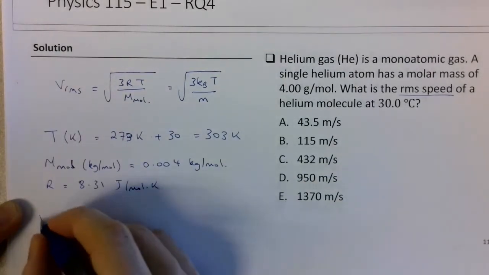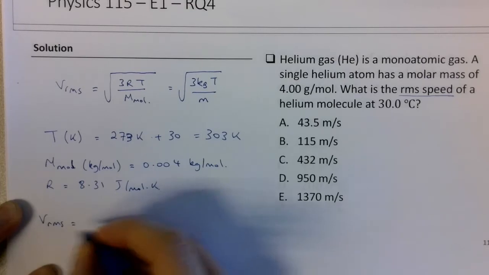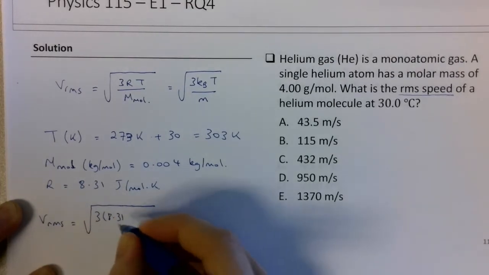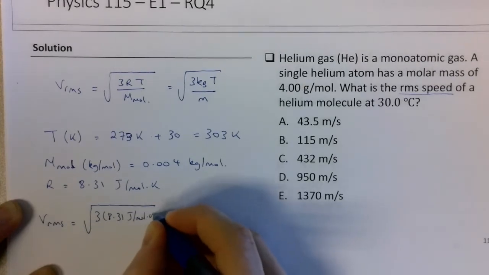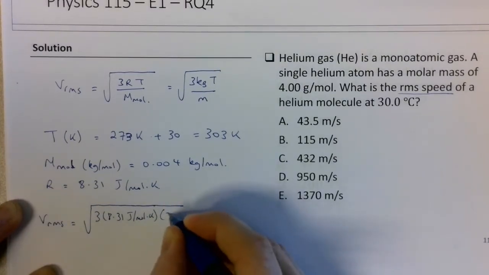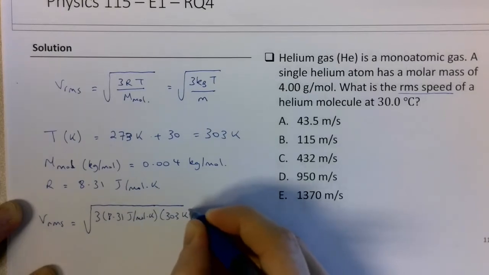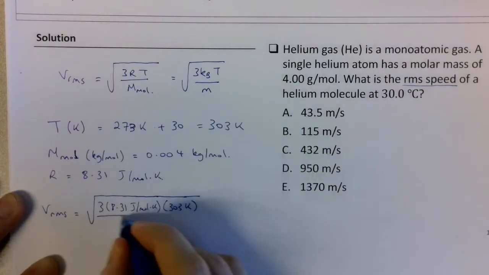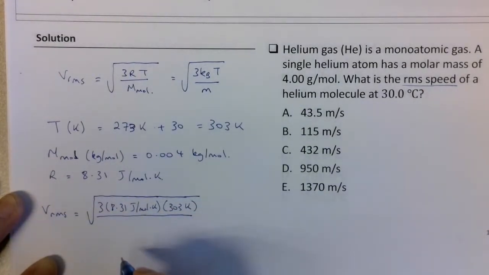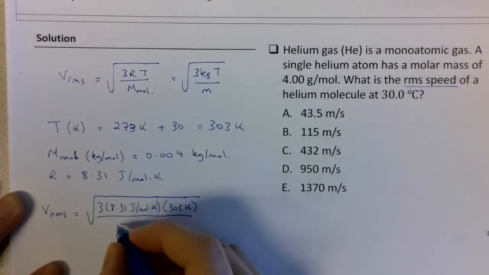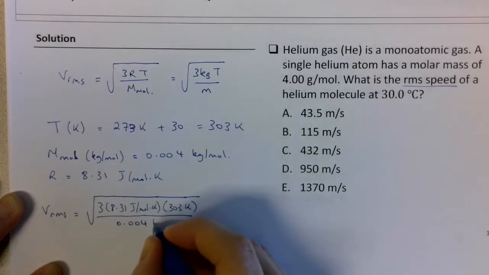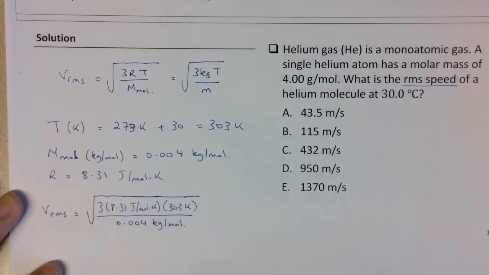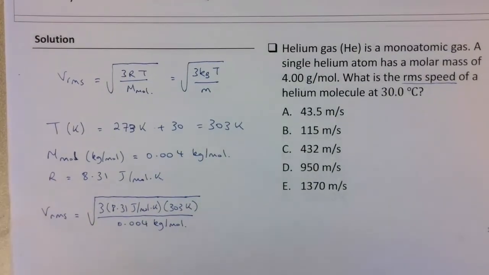So then we can figure out our RMS speed. 3 times 8.31 joules per mole Kelvin times the 303 Kelvin. So those Kelvins will cancel. And all divided by the molar mass, 0.004 kg per mole. So the moles will also cancel in this case.